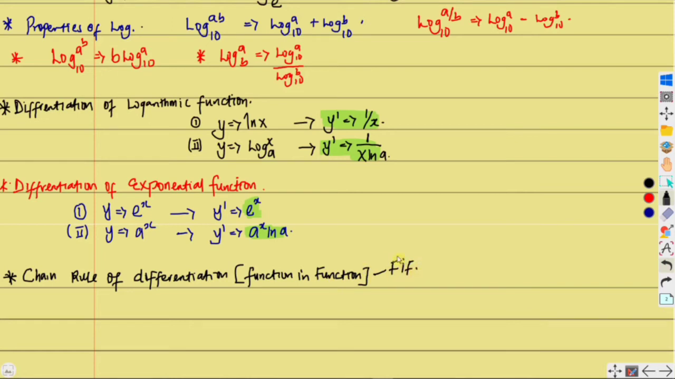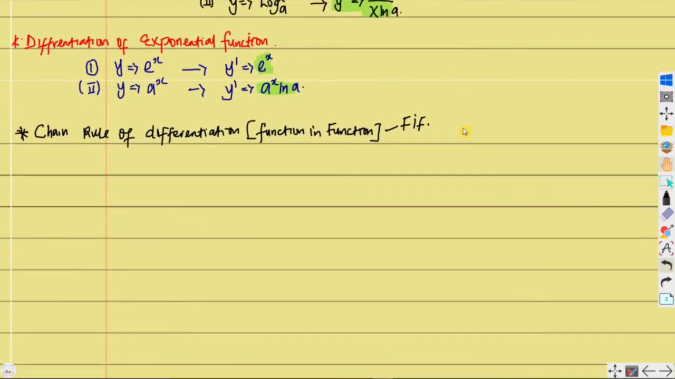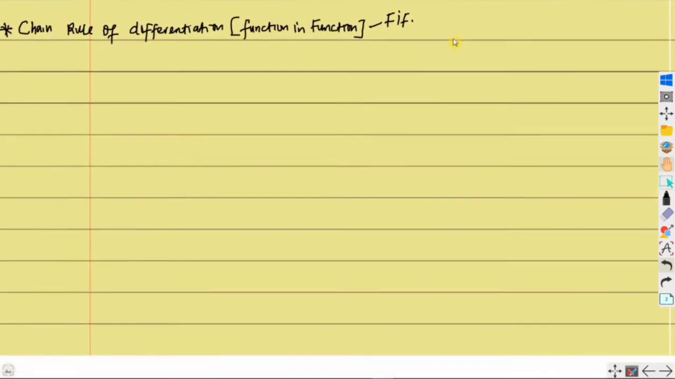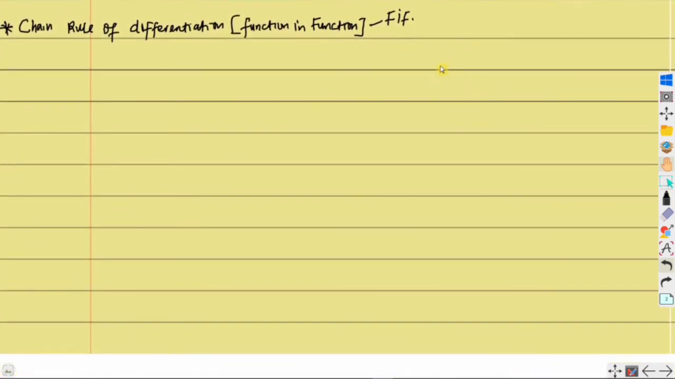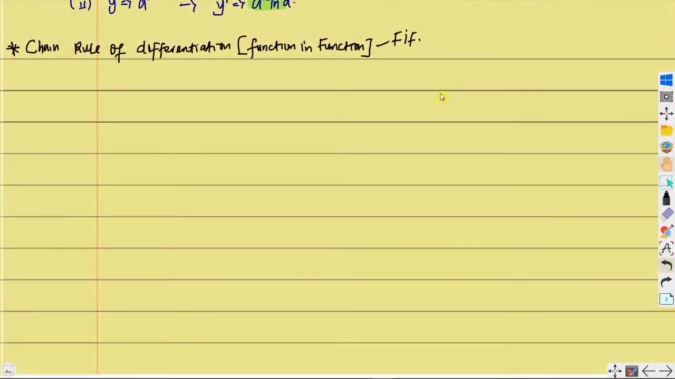Whenever there is a function in a function, the practical logic we use is what we call the chain rule of differentiation. Students should keep this in mind, because it's very important for us to know this as we move forward under this topic. Now, the chain rule of differentiation is just a method we use for function in function as discussed. So how do we apply that?